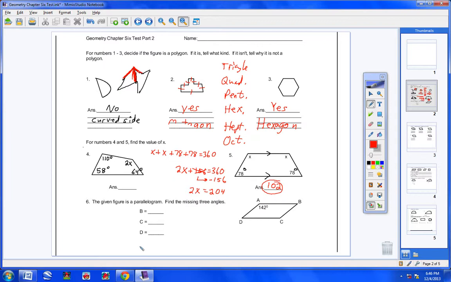Oh, and by the way, let me get to that a little bit later. Okay, number 6, here we go. The given figure is a parallelogram. Find the missing 3 angles. Now, you should have learned this. We've been over this and over this.